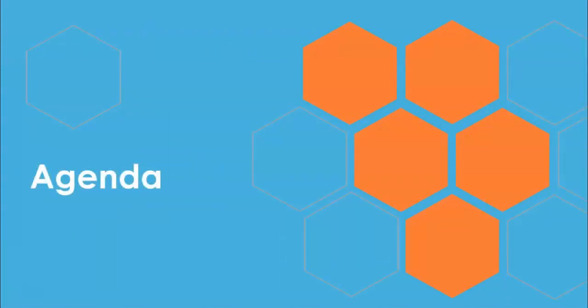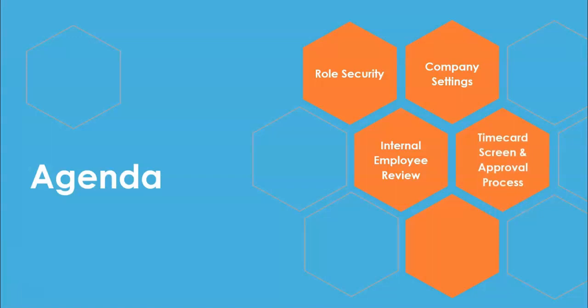On the agenda today, we will be covering the following: role security, company settings, which will cover timecard rules, timecard rate rules and exceptions, and the timecard approval setup. We will review an internal employee card, the timecard screen and the timecard approval process, and lastly, job financials and reporting.